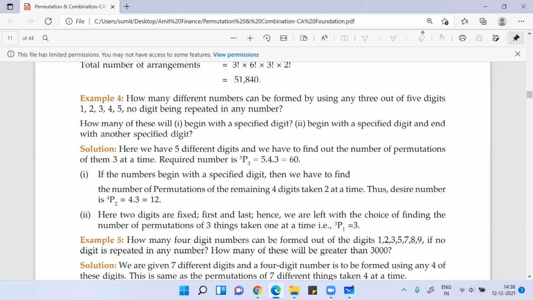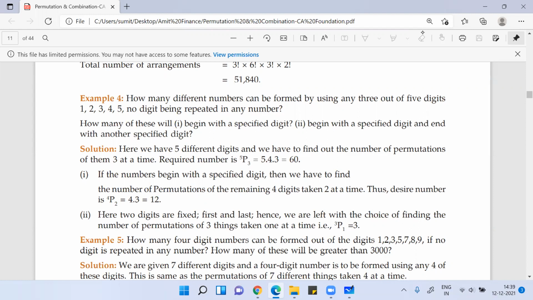How many 4-digit numbers can be formed so that no digit is repeated? So total you have 1, 2, 3, 4, 5, 6, 7. 7 digits are there. You want to make a 4-digit number. So it would be 7P4.